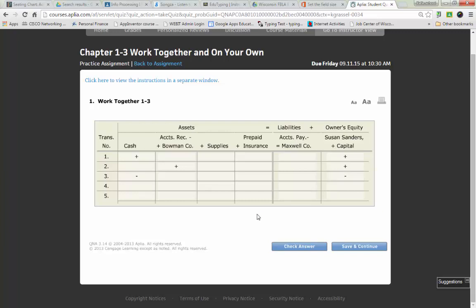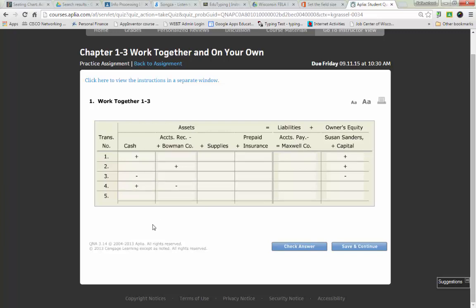The 4th, receive cash and account from Bowman Company. Ellie, what's one account that we're affecting? Cash. More or less cash? More. So this is going to be a plus. All right. So, Alex, what's the other one? Do they owe us more money or less money because of this transaction? So Bowman Company is going to go down.